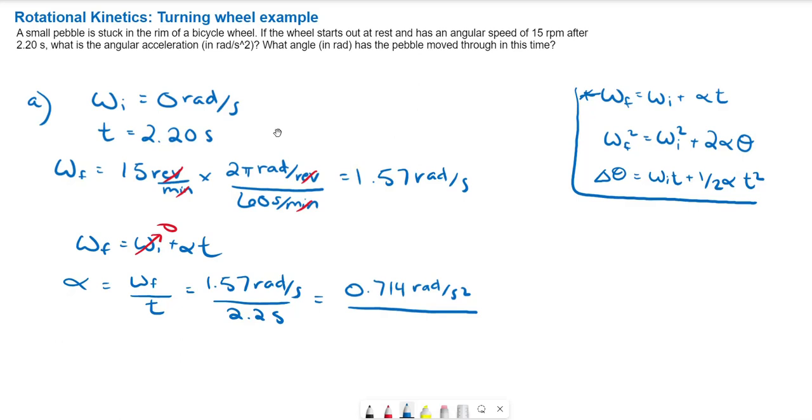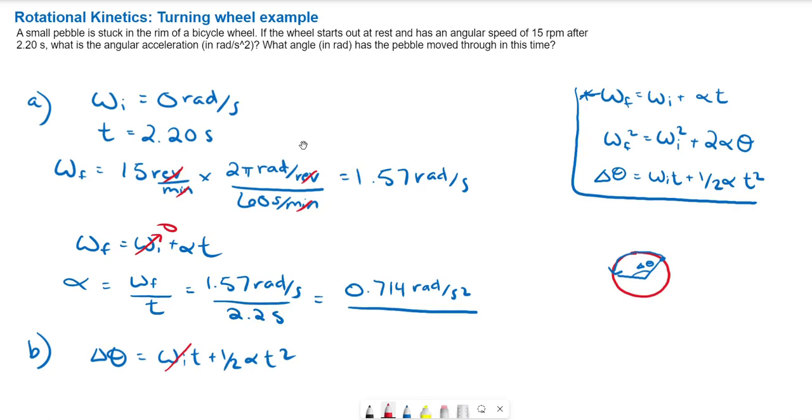And in the second part, we just want to find the angle that the pebble moves through. So if we have our wheel here, and our pebble is at one part, we want to find this angle that the pebble moves through. This angle here is going to be our delta theta. So we'll use this last equation that we have here, since we know omega initial, we know the time, and we know the angular acceleration. We'll call this part B. Delta theta equals omega initial t plus 1/2 alpha t squared. Now again, omega initial is 0, so this term is 0. And then we just have that our angle is going to be 1/2 times alpha times t squared.